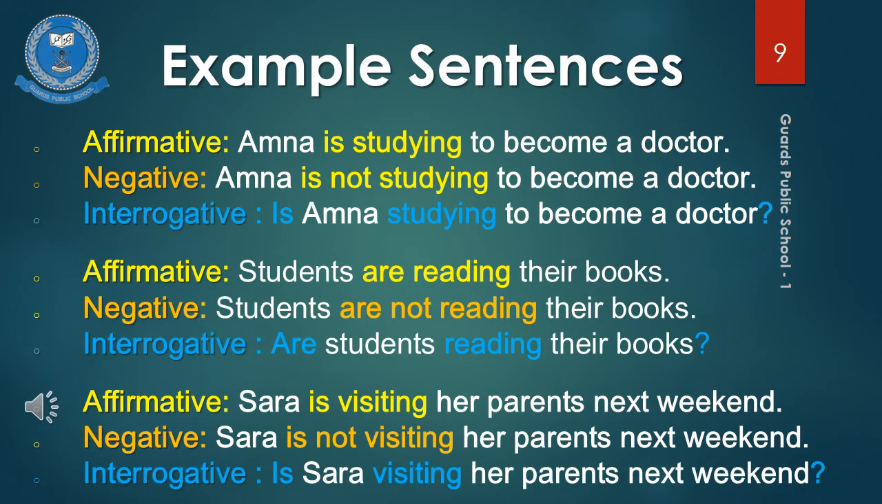Sentence number 3. Affirmative. Sarah is visiting her parents next weekend. Negative. Sarah is not visiting her parents next weekend. Interrogative. Is Sarah visiting her parents next weekend? This sentence shows an action that is going to take place in the near future, that is just after a week.